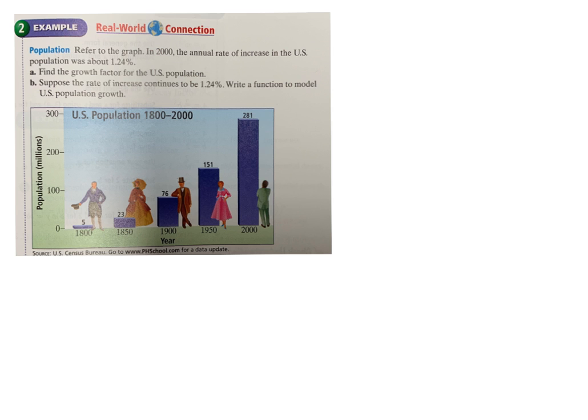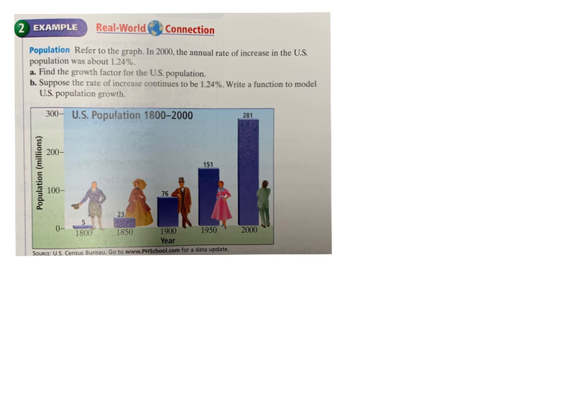All right, so let's look at one of the examples. Example 2, page 423. One type of exponential growth is population. Population grows exponentially, not linear. Refer to the graph. In 2000, the annual rate of increase in the U.S. population was about 1.24%. Find the growth factor for the U.S. population. Suppose the rate of the increase continues to be 1.24%. Write a function to model the U.S. population growth.